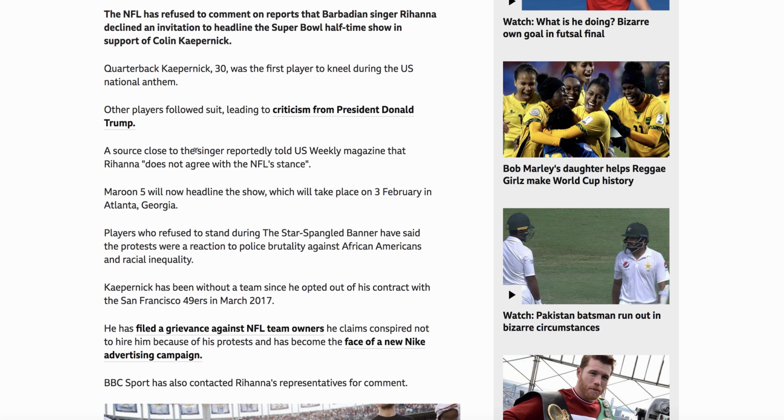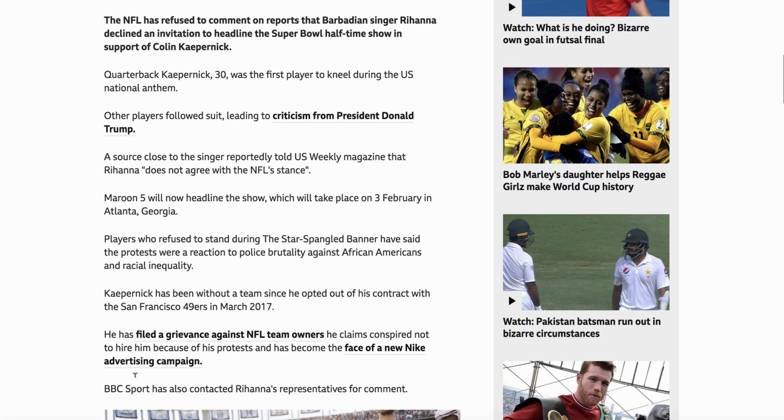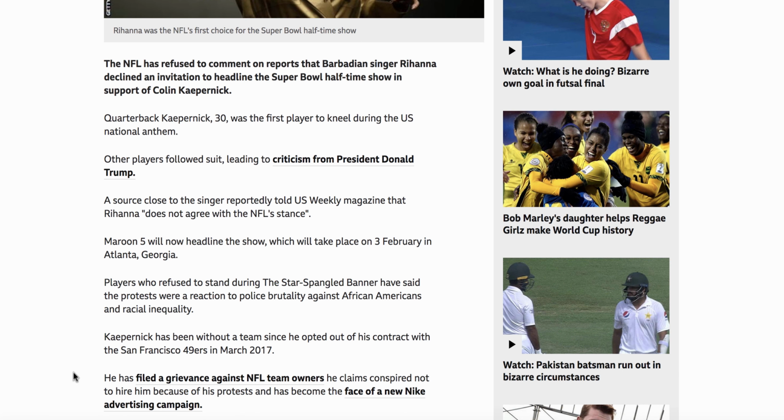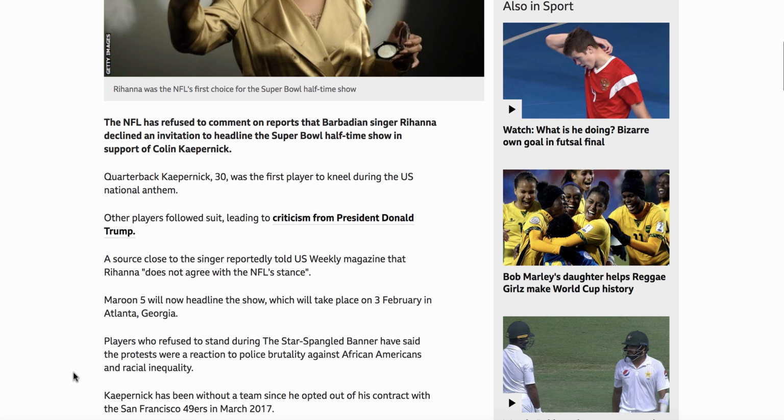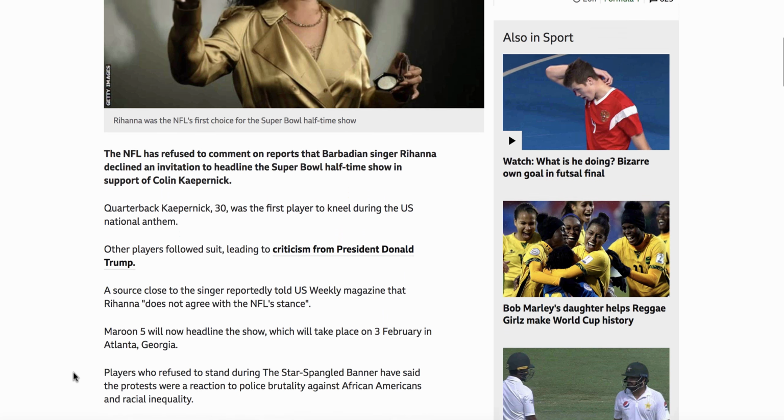A source close to the singer, who will be now leading the show, what happens to players who refuse to stand, info on Kaepernick, he's filed a grievance, and then BBC Sport also contacted her. If we were again to do that test, is this a true inverted pyramid or not, we would eliminate the last paragraph. Does the story still make sense without knowing that Rihanna was contacted? Absolutely. How about additional info on Kaepernick? Absolutely.